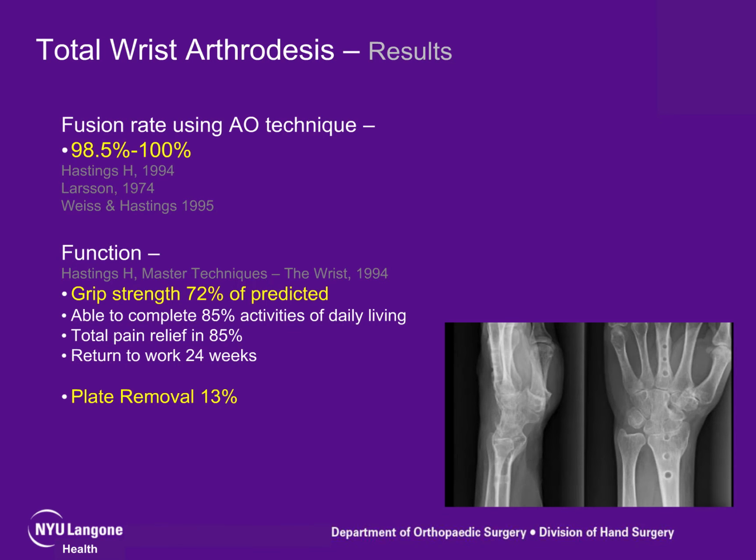So what do you get from that? Well, wrist fusions do quite well with the standard AO techniques. Fusion rates are almost 100%. Grip strength is about 72% of what would be predicted. Pain relief is excellent. The only problem is that because of the prominence of the plate and tendon irritation, the plate removal rates are as high as 12 to 13%.